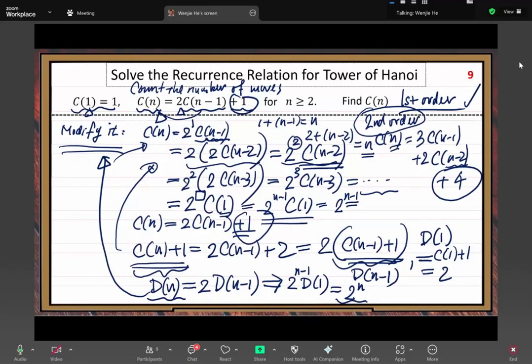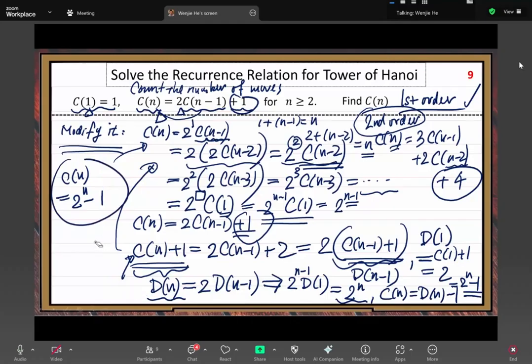Then we can go back to C function, because the C function, C of n equals D of n minus 1. That is 2 to the n minus 1, right? Because D of n is 2 to the n. Let me write the final formula. The final formula, C of n equals 2 to the n minus 1.